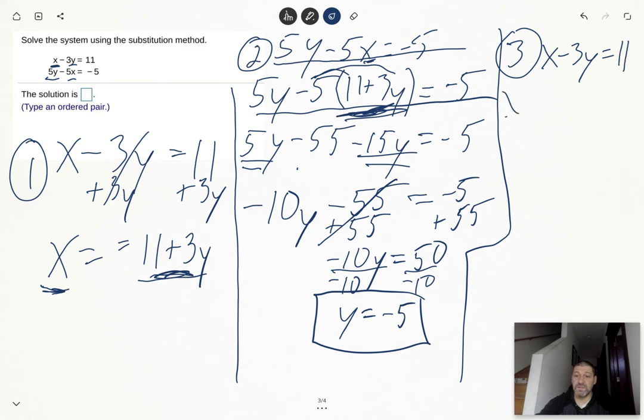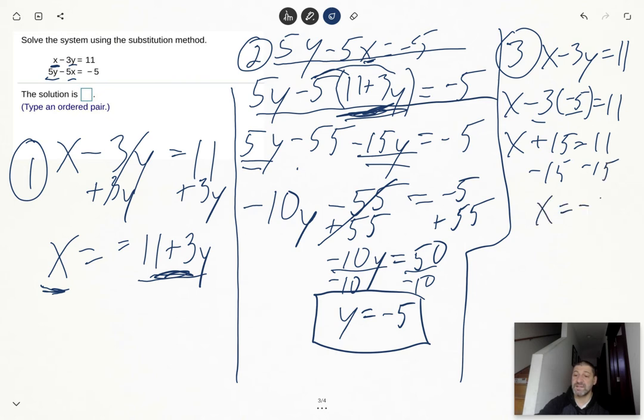Okay, so we have x minus 3. What's our y now? Our y is negative 5. That's equal to 11. So x minus 3 times negative 5 would be x plus 15. That's equal to 11. Okay, subtract 15 from both sides, and we get x is equal to negative 4. So our solution then should be negative 4, negative 5.